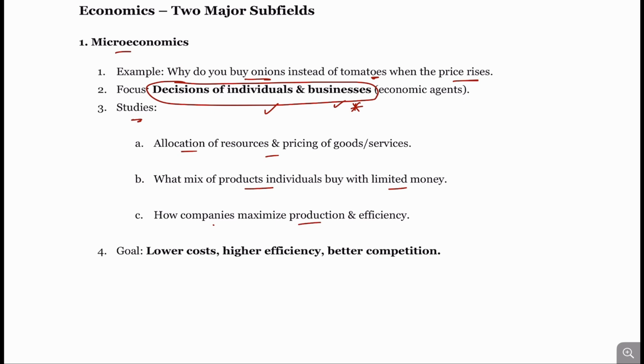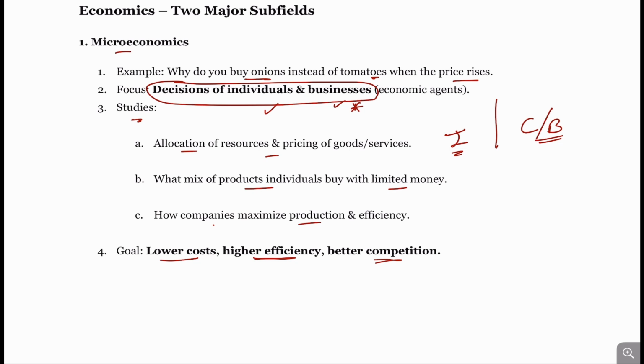So it may be related to either individuals or companies or businesses, right? So this is what microeconomics deals with. The goal of microeconomics is to lower the cost, increase the efficiency, and increase the competitiveness of the goods, right? So this is all microeconomics.